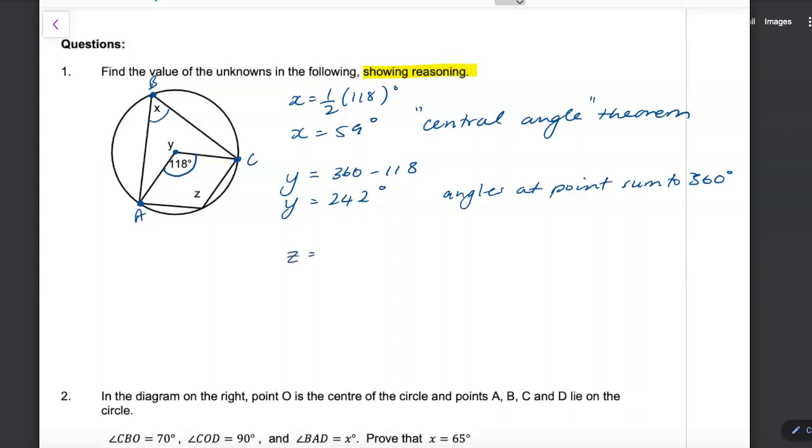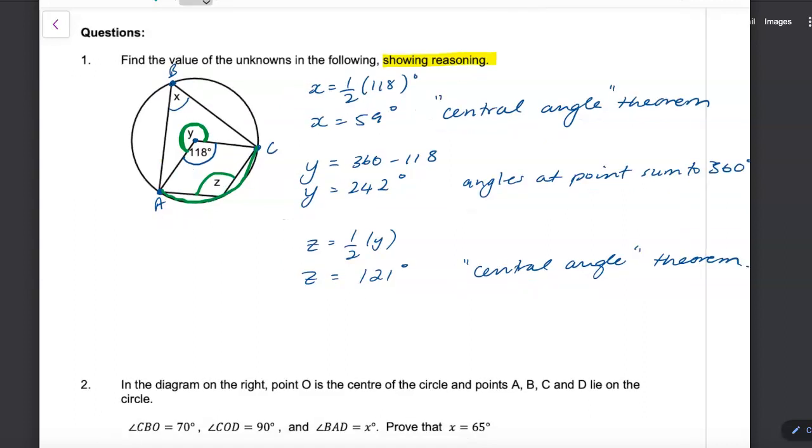And therefore, I can now find Z. So Z, if I have a look, because I know what Y is, an angle at the center through the minor arc AC, and Z is the angle at the circumference. So Y is going to be twice what Z is, or Z is going to be half Y. So Z is going to be half of Y. So Z is going to be 121 degrees, and the reason is the central angle theorem.